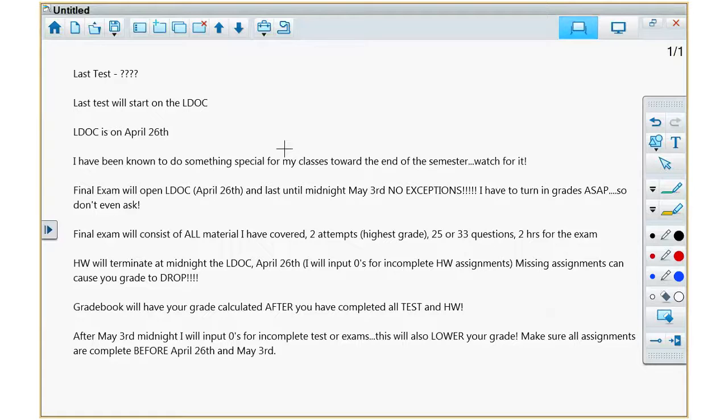After May 3rd, midnight, I will put in zeros for incomplete tests or exams. So if you have an incomplete, say you didn't do the Unit 1 test, it's going to be a 0. This will also lower your grade. Make sure all homework assignments are completed before the 26th, and make sure all your tests are completed before the 3rd.